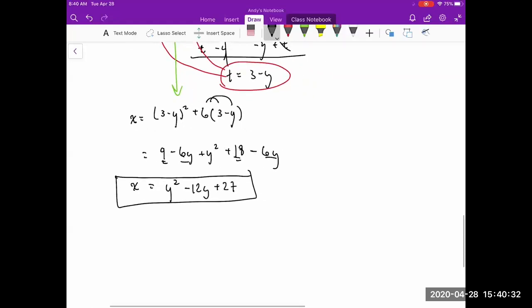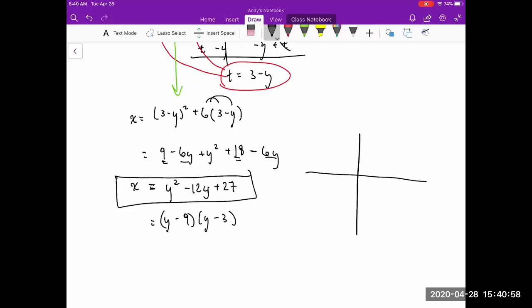What's really nice about this, though, is that if you were to graph this by hand, you can actually factor this in this case as y minus 9 times y minus 3. We all see that those are the two numbers that multiply to positive 27, and they will simultaneously add to negative 12. So what that tells me is that the parabola, well, again, it's a sideways parabola because it's a quadratic in y, and its y-intercepts are at 3 and 9. So if you create a parabola that has those y-intercepts and it's sideways, it'll look like this.